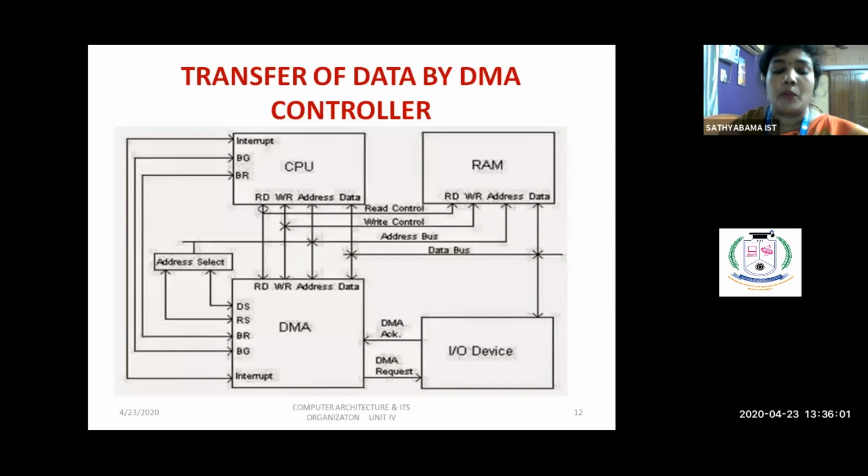And bus request signal will be given from DMA to CPU and bus grant signal will be given by CPU to the DMA, and interrupt signal is also connected. Next one, input output device. As I told you, we are having two signals. One is DMA request, another one is DMA acknowledgement signal. And here the data transfer is done through the data bus. So the memory data bus is connected to the data bus of your peripheral device.